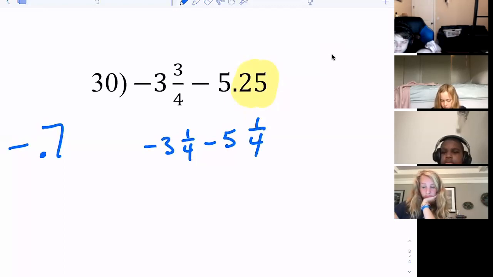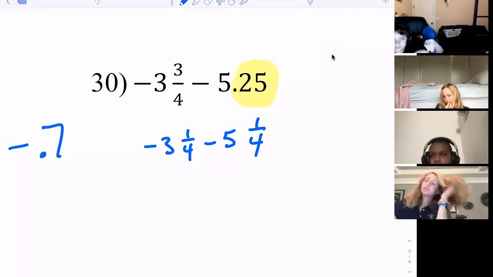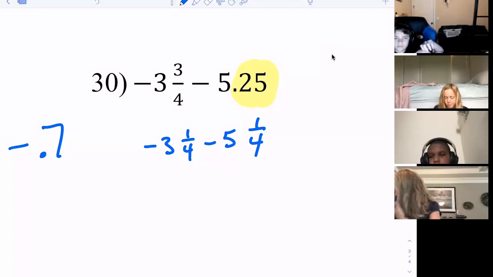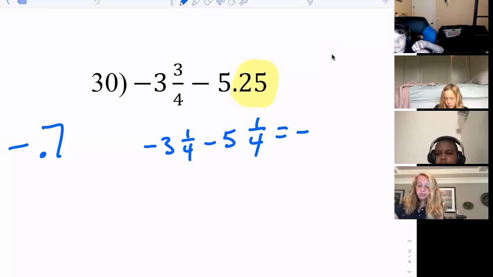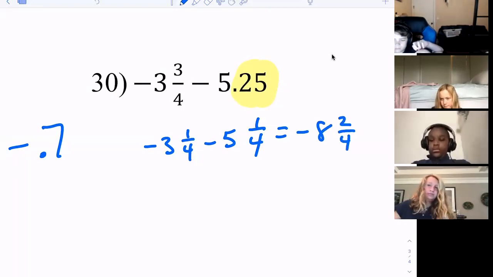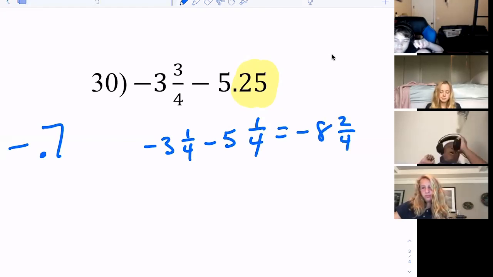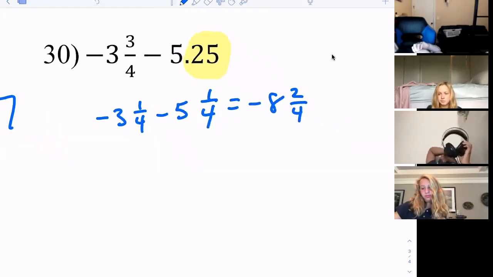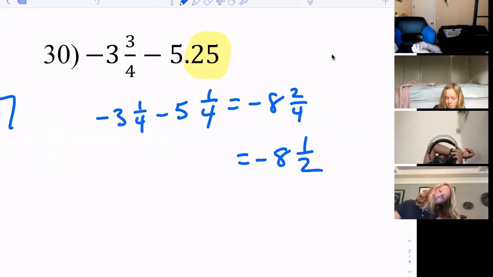So again, are we going to add or subtract? Add them. We're going to add them because they're both negative. Is the sign going to be positive or negative? Thank you. So if we add 3 1/4 and 5 1/4, we get negative 8. Now again, I just want you to write down 2/4 because we're adding them. And then of course we're going to reduce the fraction to what? Negative 8 and what? 1/2.